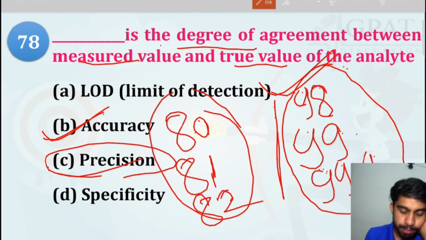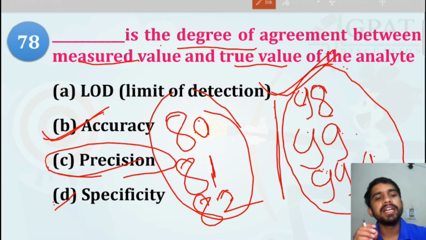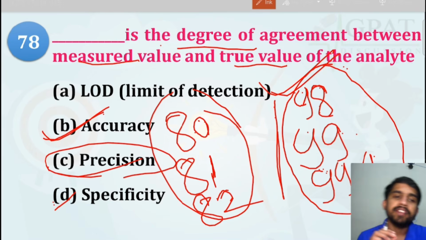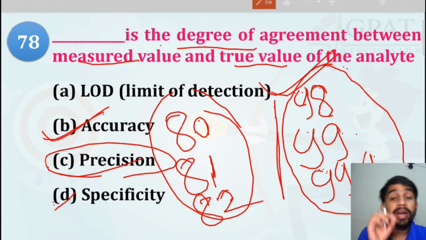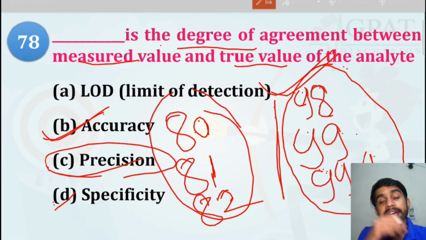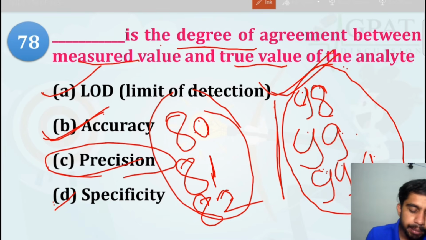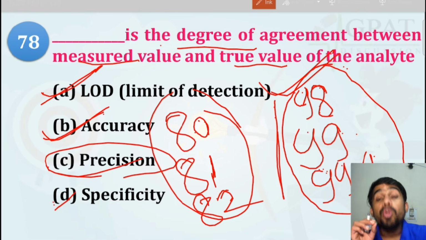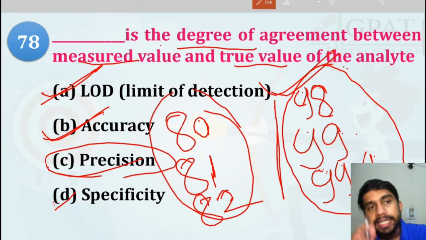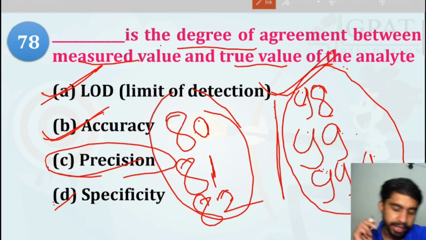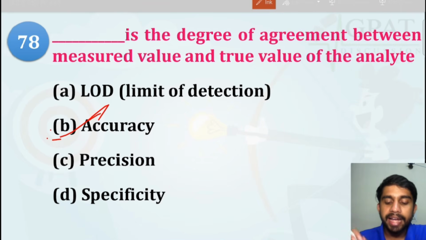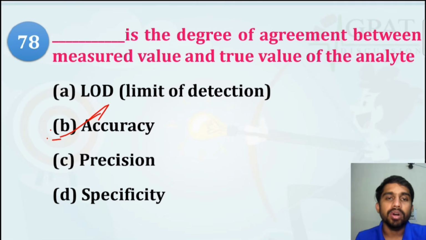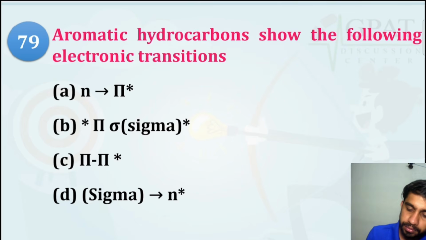Now specificity is the ability to measure an analyte without any interference. For example, if you have to find chloride in any compound, and you are able to analyze that particular chloride without interference of other impurities or compounds, then that is a specific test. Limit of detection is the lowest amount of any substance that can be detected via your test. So the correct answer for this question is option B, accuracy. Okay, next question.